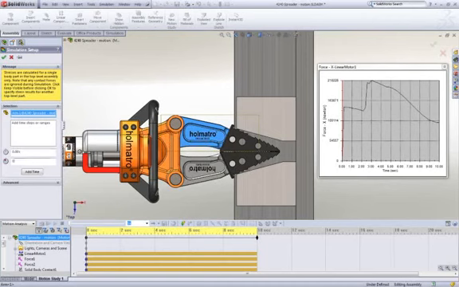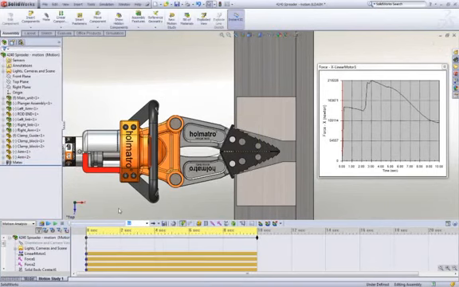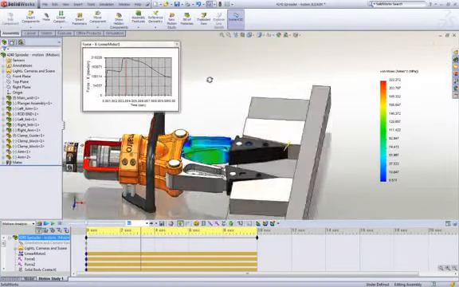We're even able to check the strength of selected parts in the mechanism over the entire range of motion. This can really help in determining if we need to use SolidWorks simulation for a more in-depth analysis to ensure that part strengths meet our goals.